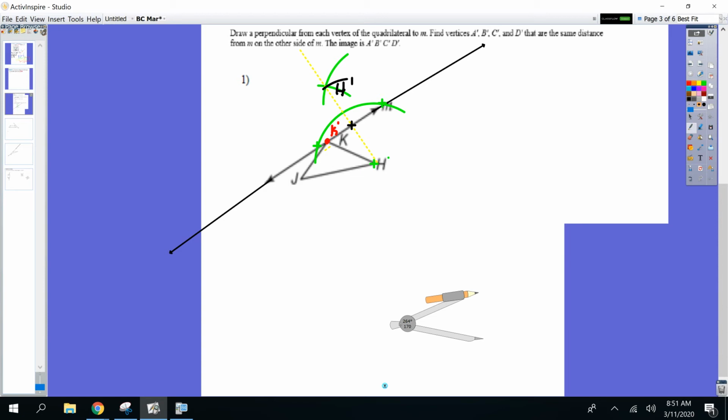And now you're ready for J. Everyone ready for point J? Here we go. Compass point on point J. Arc that intersects M in two spots. All you're doing, keep in the back of your mind, I'm making a perpendicular line through M.